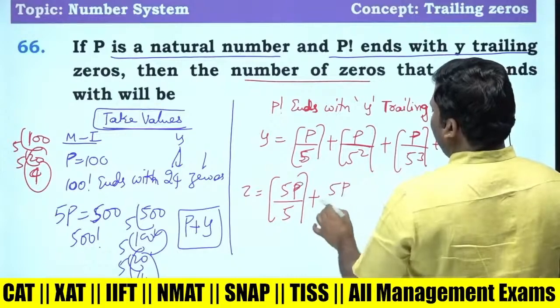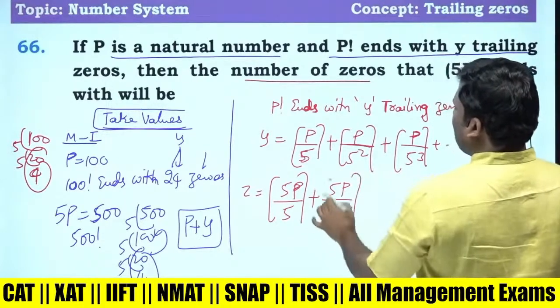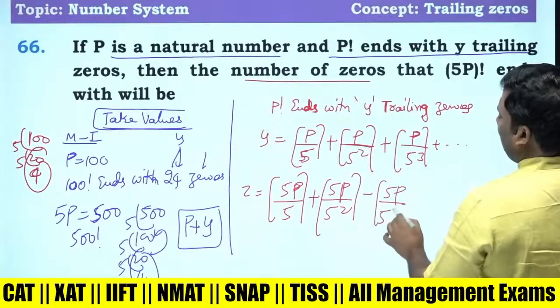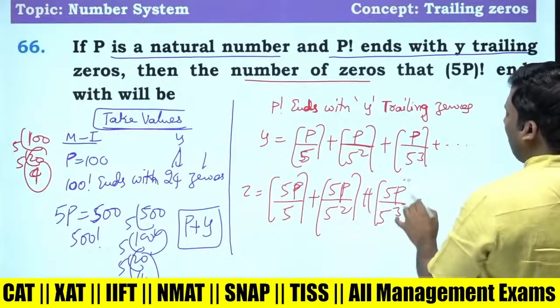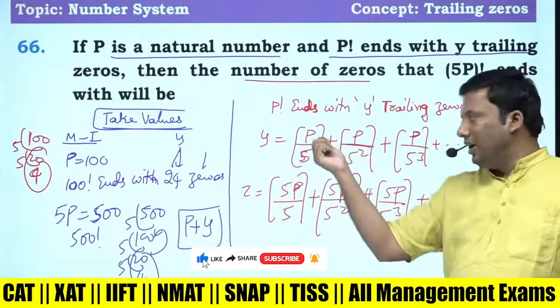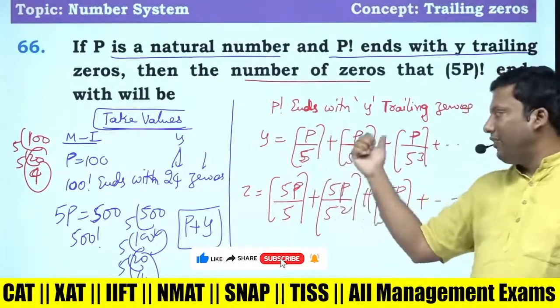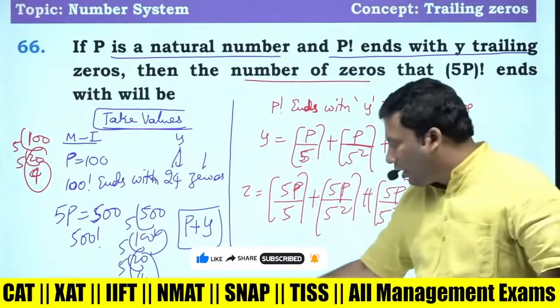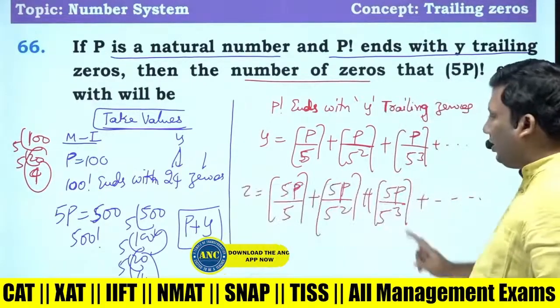5P by 5 square, these for 5P factorial. 5P by 5 cube, and so on. Are you all with me? Number of trailing zeros for P is P by 5, P by 5 square, P by 5 cube. For 5P will be... Now if you observe, listen carefully, sir.